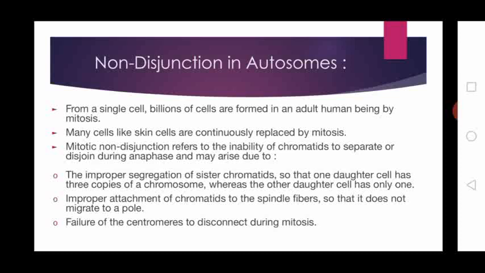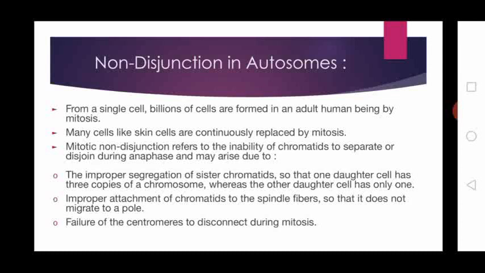And this mitotic non-disjunction may arise due to several factors like improper segregation of sister chromatids, so that one daughter cell has 3 copies of a chromosome whereas the other daughter cell has only 1. Mitosis usually produces diploid cells, that is, from a diploid mother cell it will produce diploid daughter cells. Normally after mitosis the daughter cells will carry the diploid condition, 2 copies of each chromosome. If non-disjunction takes place during mitosis, one daughter cell produced will carry an extra chromosome, having chromosomal complement 2n+1, and the other daughter cell which lacks that particular chromosome will have 2n-1 chromosomal complement.